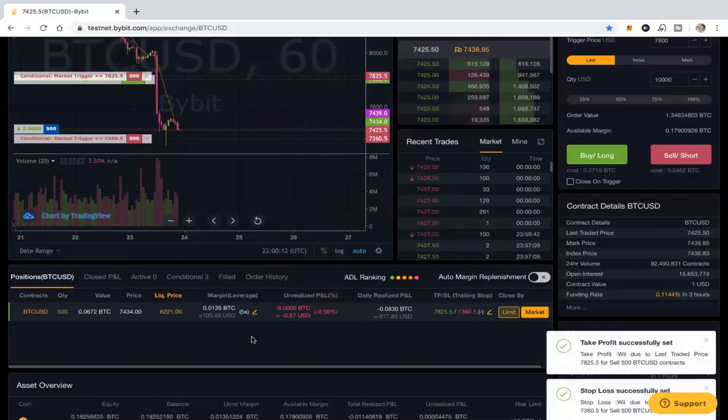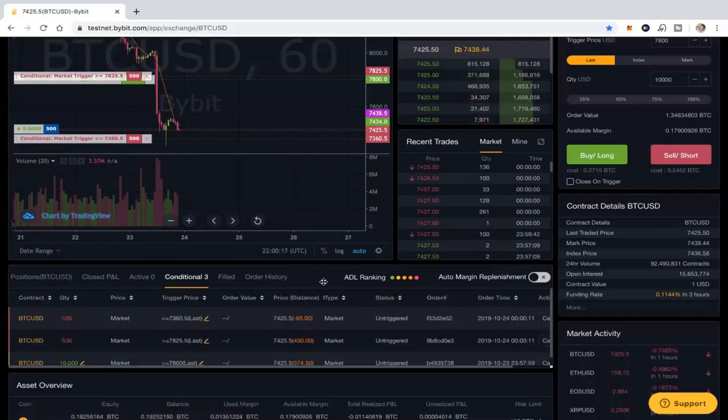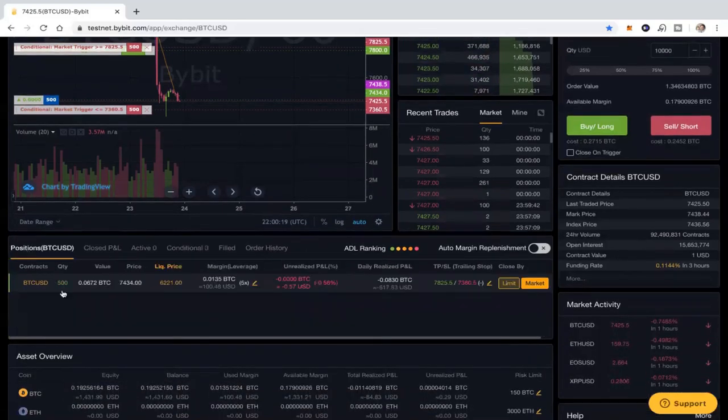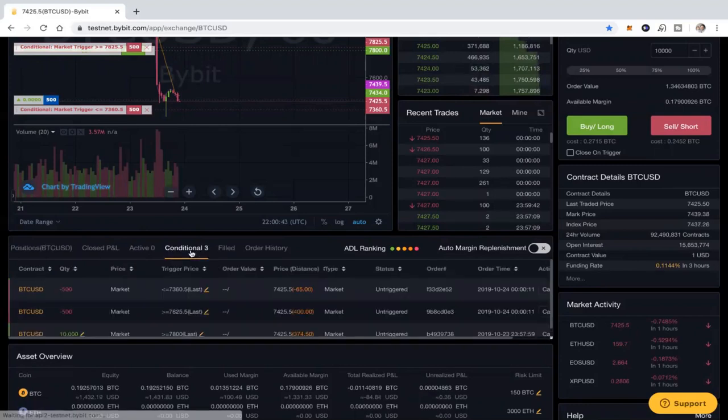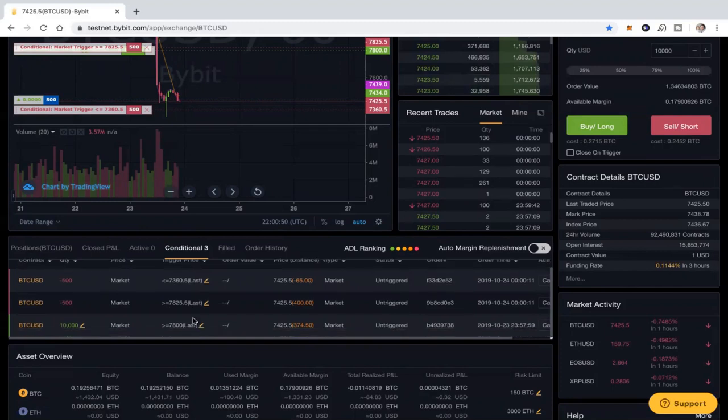So when we go now and look at the conditional, you see it went from 1 to 3. So now I've got 3 conditional trades in here. Remember, I've got a position here of 500 quantity. The stop loss being 7360, the take profit at 7825. And let's go back and look at the other conditions. So you see there's your 7360 with a distance of 65. There's your profit taking at 7825. It's a distance of 400.